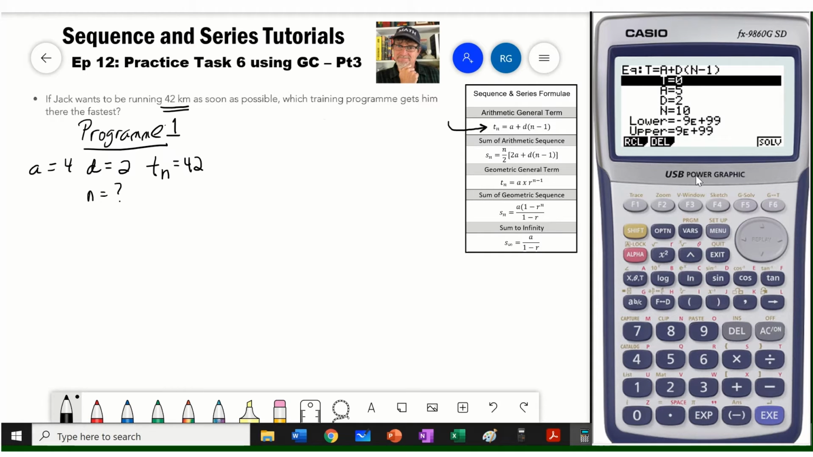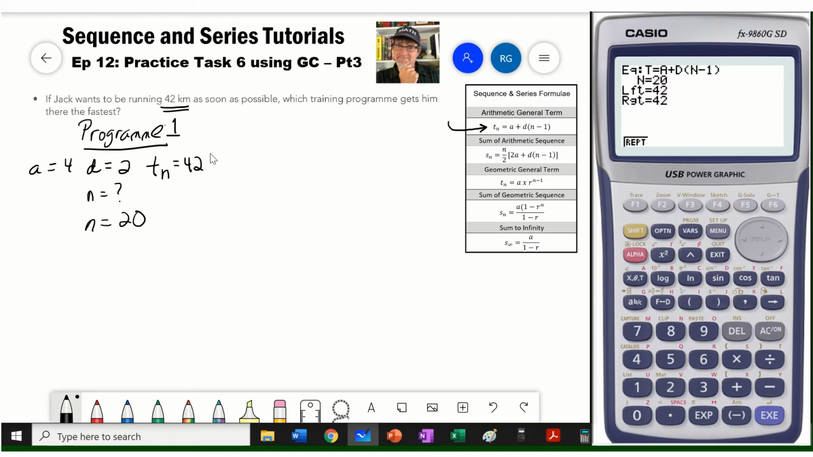Okay, it wants to know what t is, and in this case, t is 42. And I hit execute to enter that. A, I've got to change to 4, so type 4, execute. D is 2, so that's good, so don't hit anything there. And then just scroll down to n, and then hit F6 to solve for n, given these 3 variables. So here we go. And I got n equals 20.